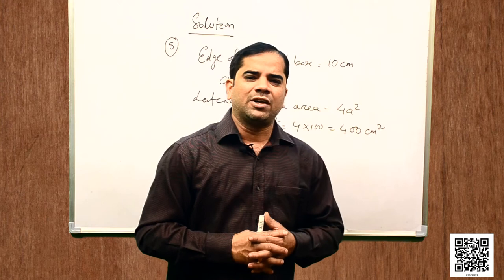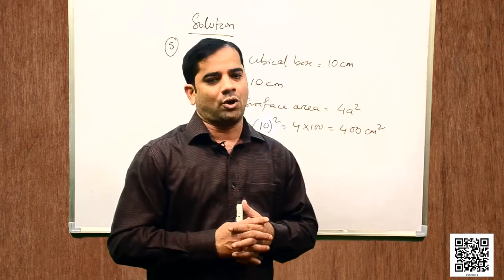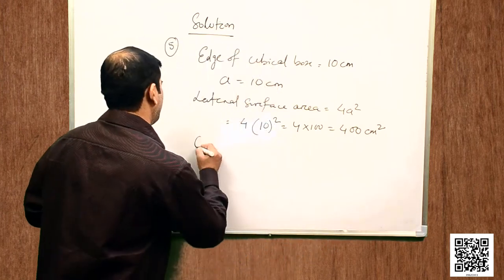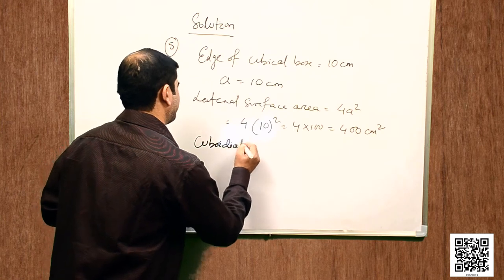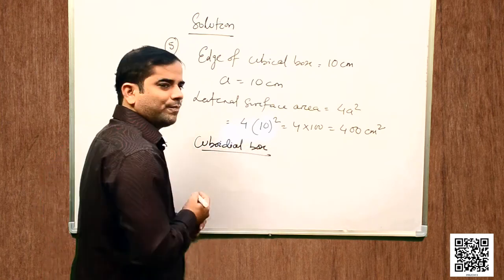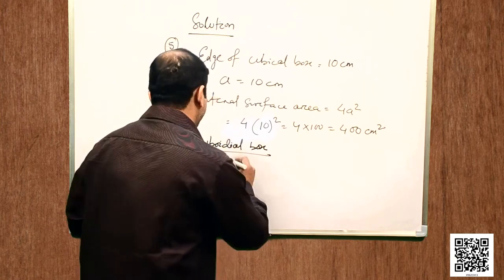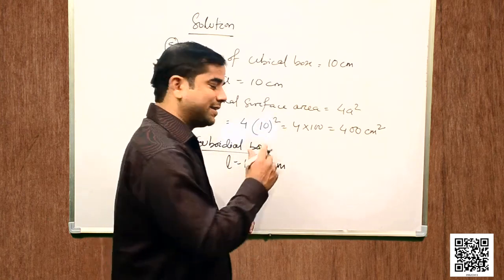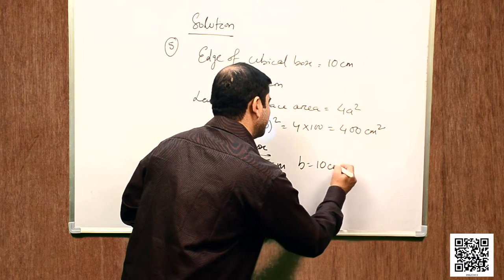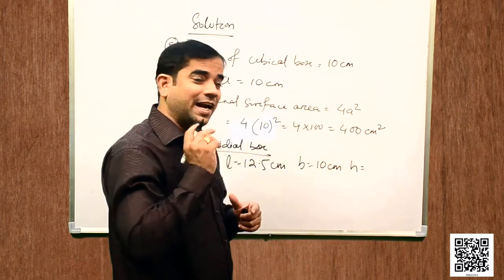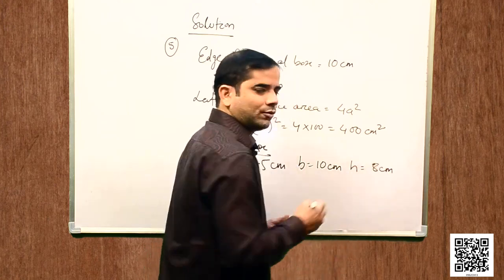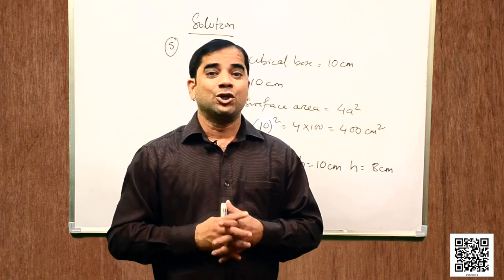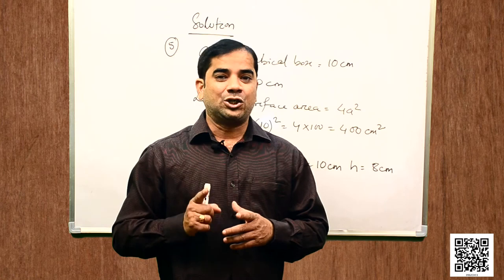Now let us find out the lateral surface area of the cuboidal box. The dimensions of the cuboidal box are given. Length is equal to 12.5 centimeter. So L is equal to 12.5 centimeter. Okay. Breadth, that is 10 centimeter, and height it is given as 8 centimeter. Okay. So the formula for the lateral surface area of cuboid is 2 into L plus B into H.